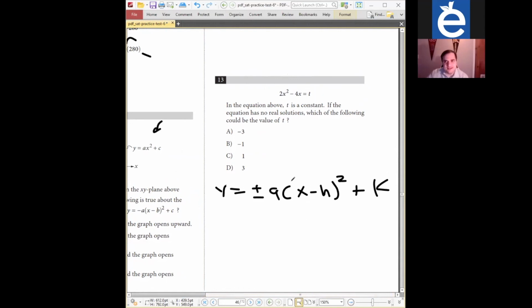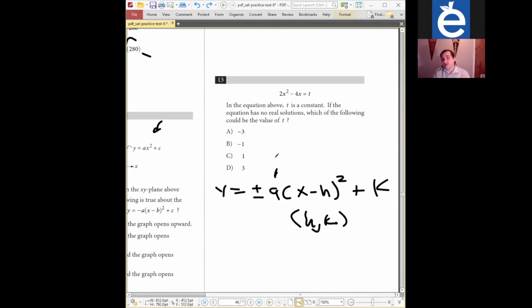Now, in this, here's what each part represents. (h, k) is the vertex. a is the stretch or shrink. You don't need to know exactly what to do with this, but if a is greater than 1 or less than -1, it gets skinny. If a is between 1 and -1, it gets fat. And then plus or minus dictates whether it opens up or opens down.